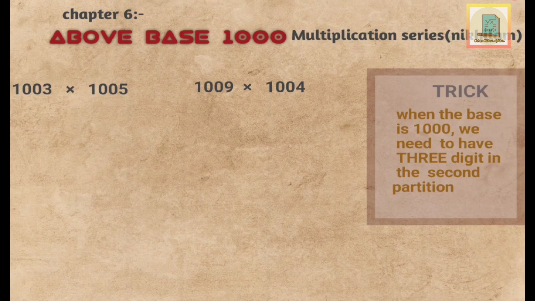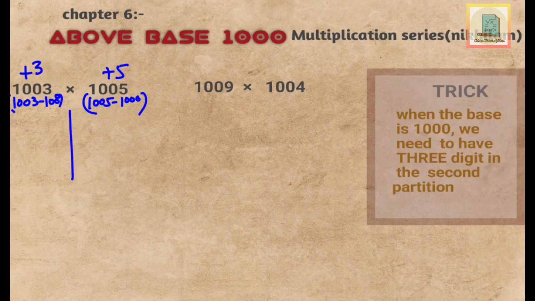Now the first question is 1003 multiplied by 1005. First of all we'll take the deviations. So 1003 minus 1000 gives you plus 3 as deviation, and 1005 minus 1000 gives you plus 5 as deviation. Now make a partition. In the first partition, first number plus the second deviation, which is 1003 plus 5, and in the second partition multiply the deviations, which will be 3 multiplied by 5.